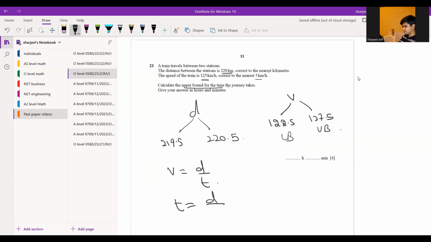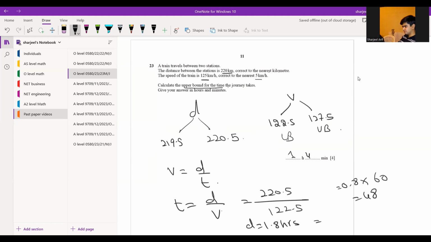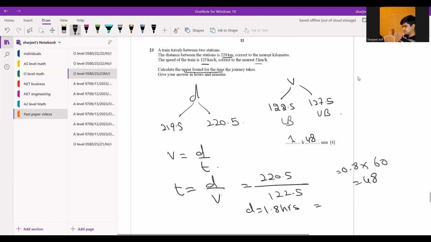So for that, we have to rearrange the equation. This will become time equals distance divided by speed. So we will use the upper bound of the distance and lower bound of the speed to get the maximum upper bound of the time. So this will be equal to 1.8 hours. Convert them into minutes, you will get 1 hour. And for minutes, you have to multiply 0.8 with 60, that will be 48 minutes. So this is how you have to solve it. So that's the paper. Thank you.